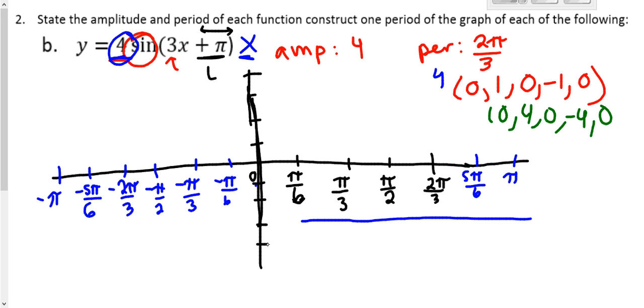So when I graph this, instead of at 0, I need to go to the left pi, so that's back here at negative pi. So my 0 is going to start here. And then my next dot, which would normally be at pi over 6, will now be at negative 5 pi over 6. So that's 4, which is all the way up here. And then I'm coming back down to 0, then negative 4, and 0. And that is my entire graph once I connect all of these dots. And there we go.